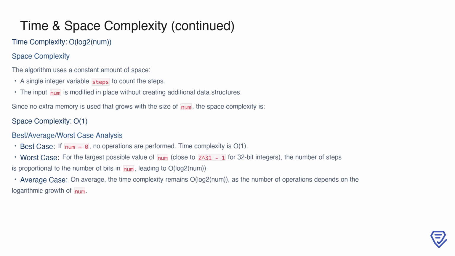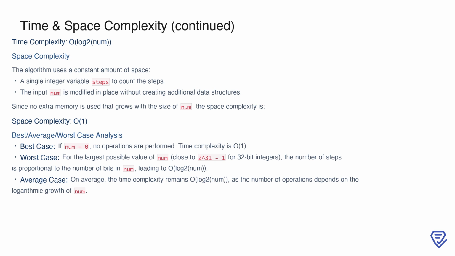We only need a single integer variable, steps, to track the total number of steps as we modify number in place. No additional data structures or memory allocations are required, making the space complexity constant, or O(1). Now let's consider the best, average, and worst case scenarios. In the best case, where number is already 0, no operations are needed, resulting in O(1) time complexity.